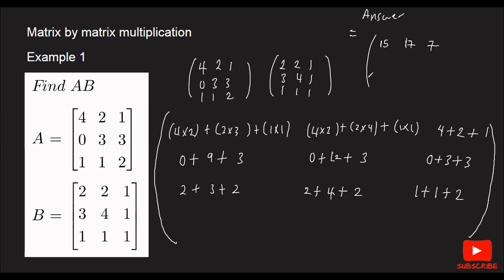We have 0 plus 9 plus 3. That's going to give us 12. We have 0 plus 12 plus 3. That's going to give us 15. We have 0 plus 2 plus 3. That's going to give us 9. That's going to give us 6.